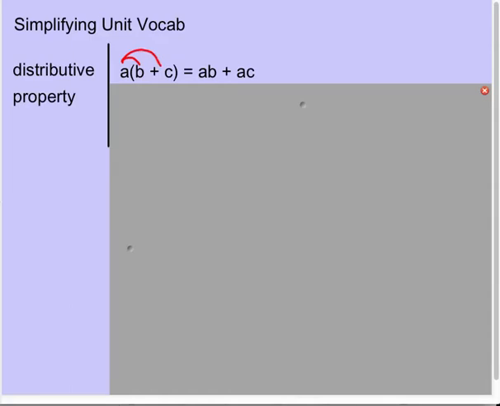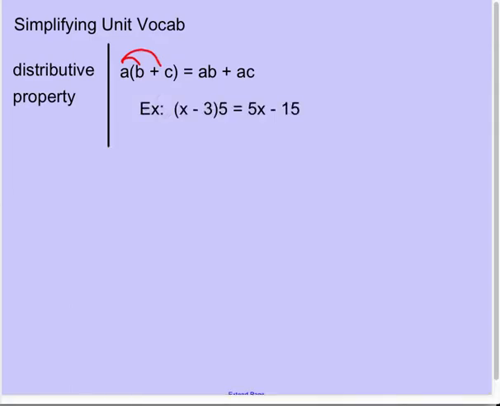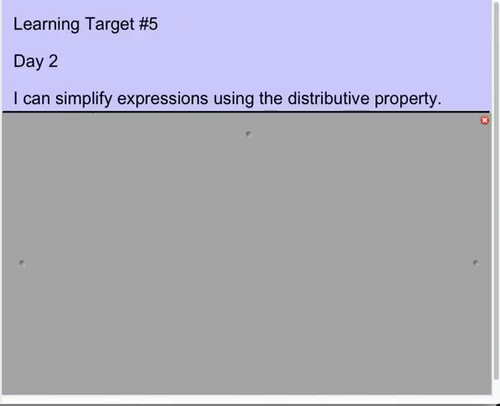A more common example that you might be used to seeing is something like the quantity x minus 3 times 5. Now in this case, the 5 is behind the parentheses. You're probably used to seeing it out front like it was up here, but you can still distribute. 5 times x is 5x, 5 times negative 3 is negative 15. So let's take a look at a few quick examples.